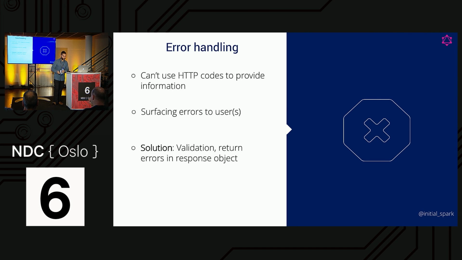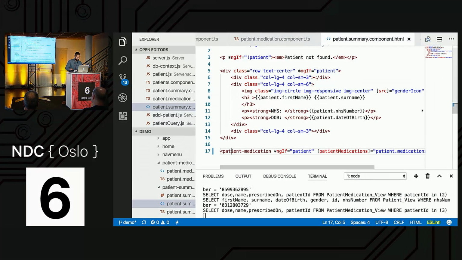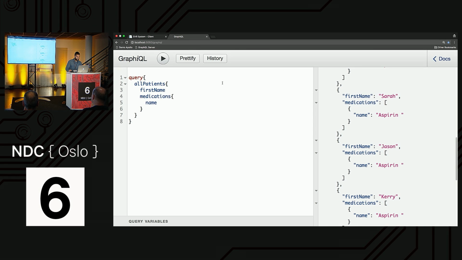Then there's error handling. If you're used to REST APIs, you can't really use HTTP status codes with GraphQL. It gives you back a 200 for an error, because GraphQL's errors are actually inside the resolve function, and it's a property that it gives you back. The response will be errors. So if we quickly look at our GraphQL server, you'll see exactly what I mean.